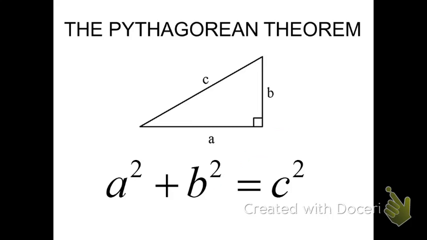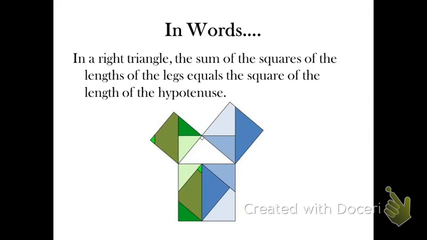And the Pythagorean Theorem is as stated right there. It says that A squared plus B squared equals C squared, which means that the sum of the squares of the two legs is equal to the square of the hypotenuse. Now in class, we're going to prove that, and this picture right here is the best I can really do over a video to kind of prove to you why it works. So in words, the Pythagorean Theorem says, in a right triangle, the sum of the squares of the lengths of the legs equals the square of the length of the hypotenuse.